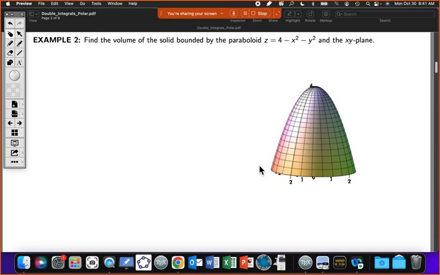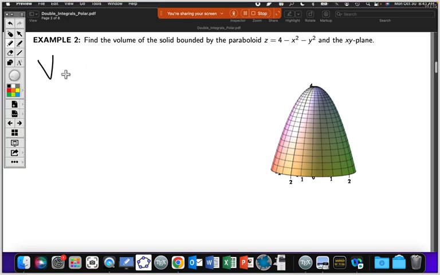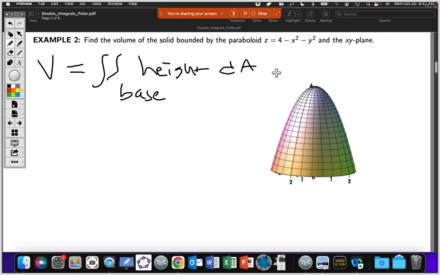Right, example 2, find the volume of the solid bounded by the paraboloid z equals 4 minus x squared minus y squared and the xy plane. So we got a little sketch of it here. Volume, remember, our generic formula for volume is a double integral over the base of the height dA.